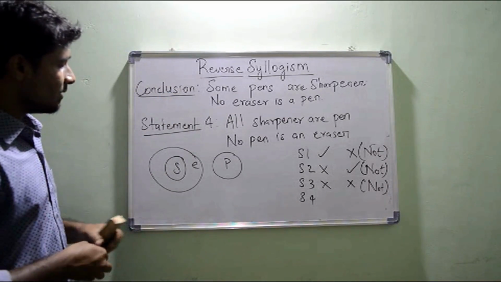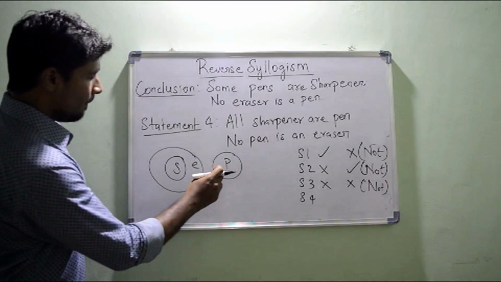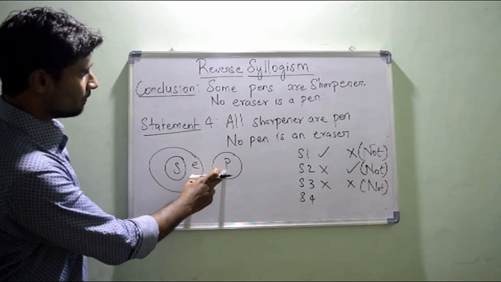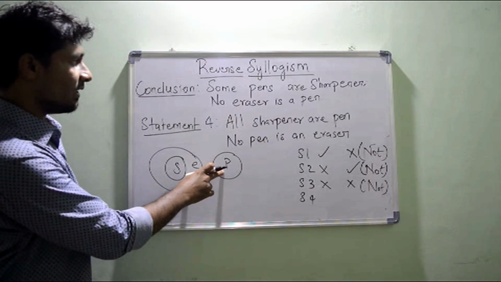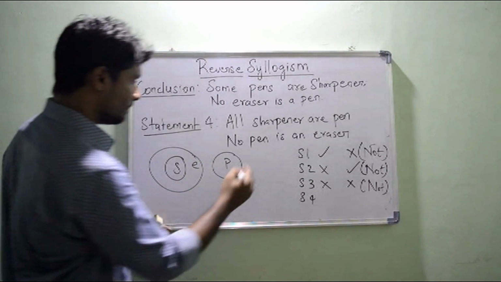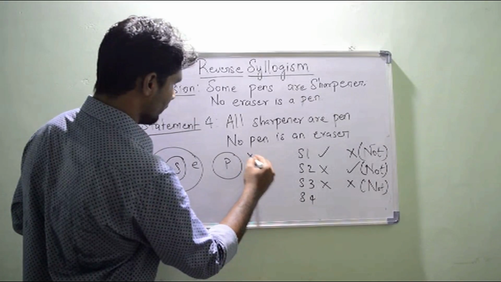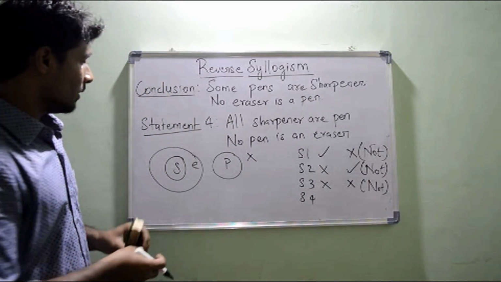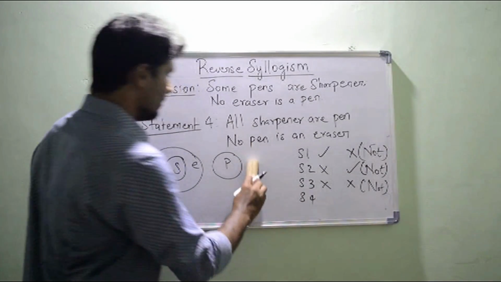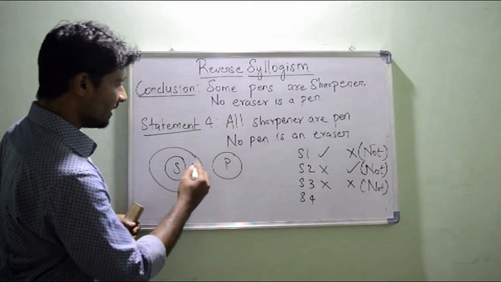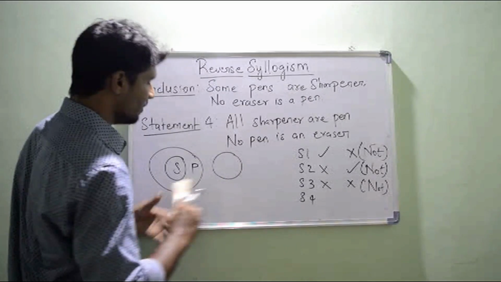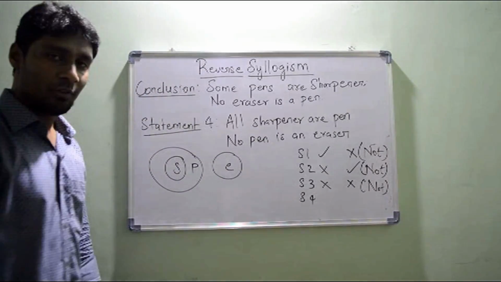Some pens are erasers. Sorry, some pens are sharpeners. Is it correct here? It's false. Sorry, once again, a small mistake. All sharpeners are pens. So all sharpeners are pens here. And then no pen is an eraser, so the eraser should come here. Good. Now go for the conclusion.